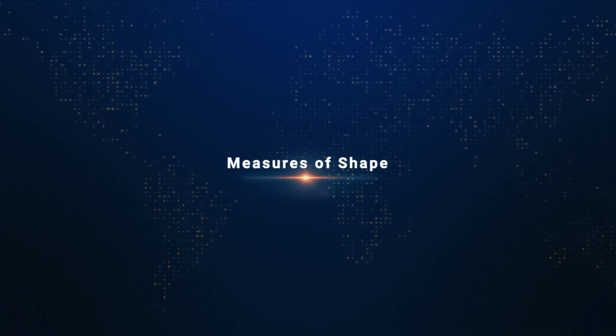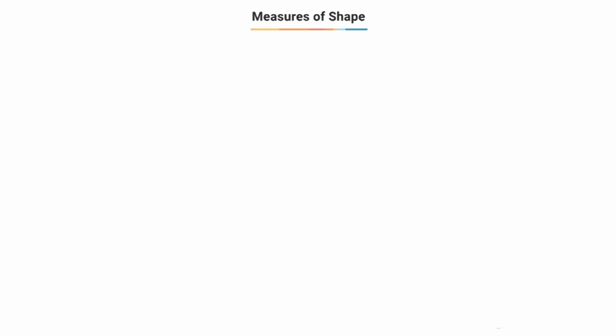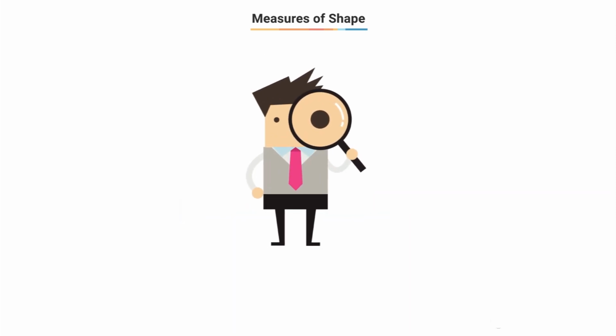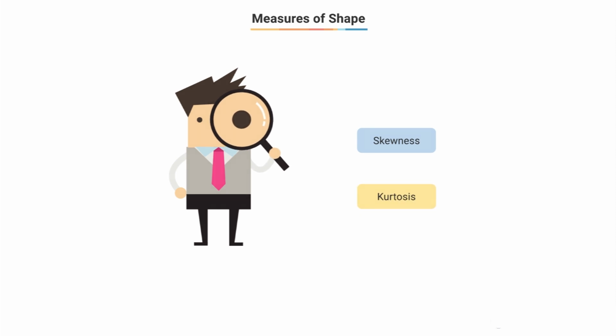In this video, we'll discuss measures of shape. Measures of shape are a tool that can be used to describe the shape of a distribution of data. In this video, we'll examine two measures of shape, that is skewness and kurtosis.